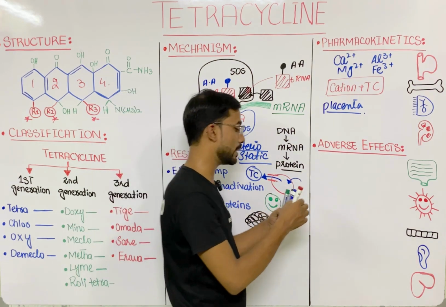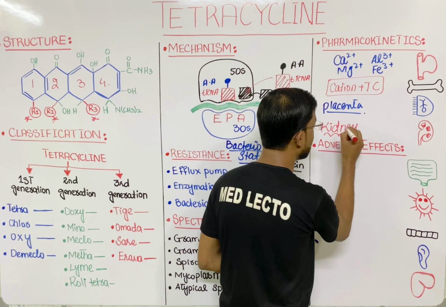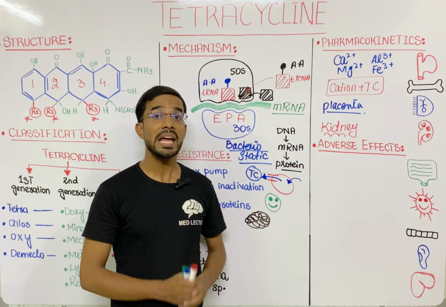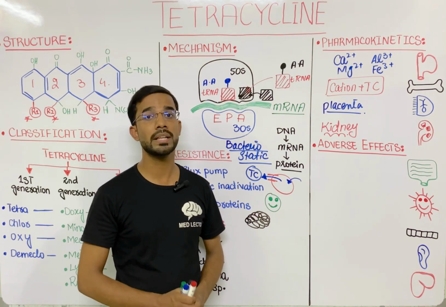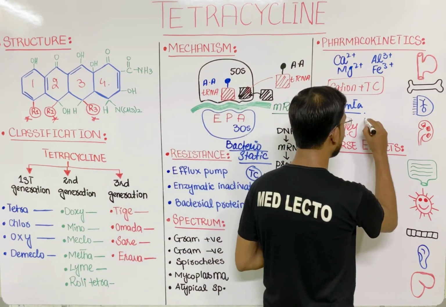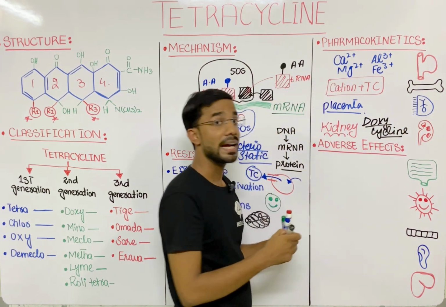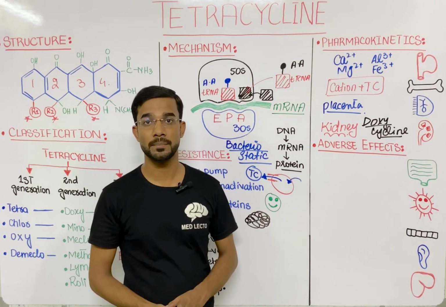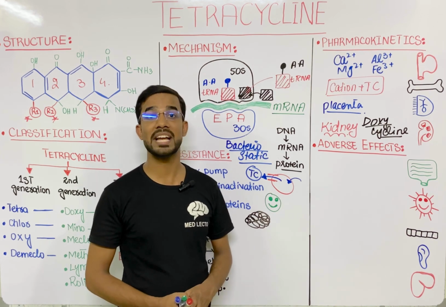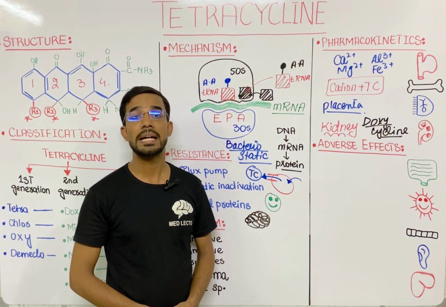Okay, and you can also see that the tetracycline is actually excreted by the kidney. So kidney function should be proper for the excretion of the tetracycline. If the kidney function is not proper, you will not give the tetracycline except one thing, doxycycline. Okay, important thing will be the doxycycline. Doxycycline is not eliminated by the kidney. It is actually excreted in the feces through the bile. It will first of all be excreted in the bile, and after that it will be excreted in the feces.